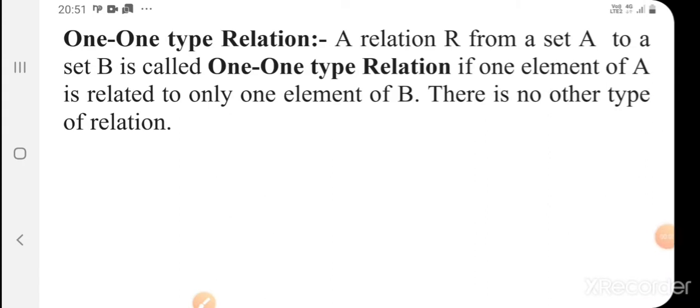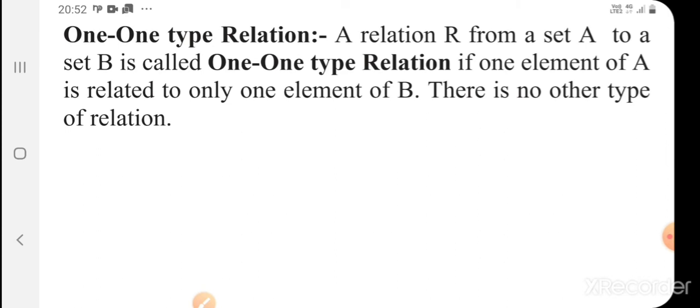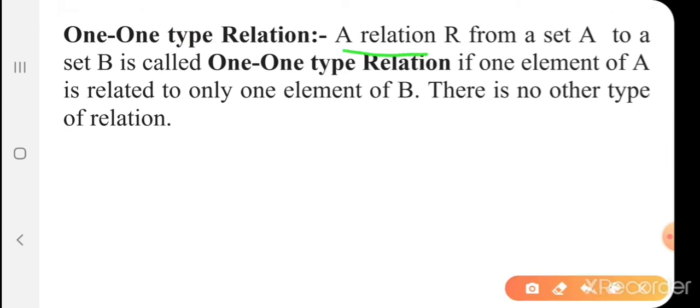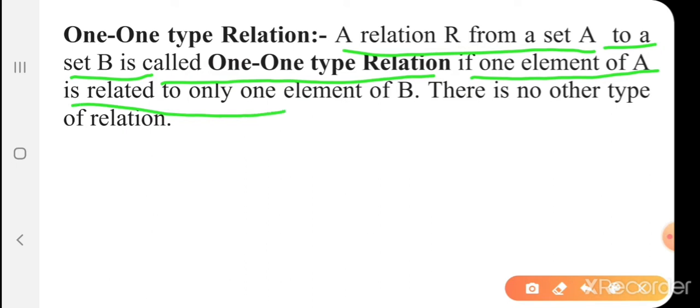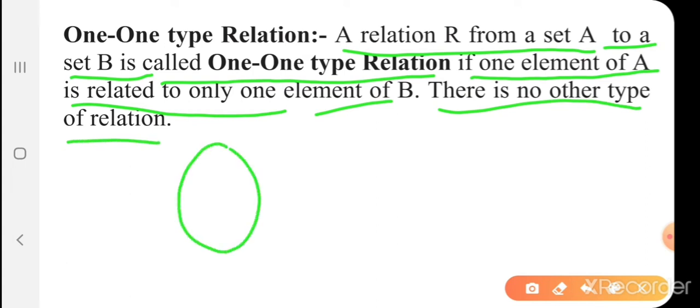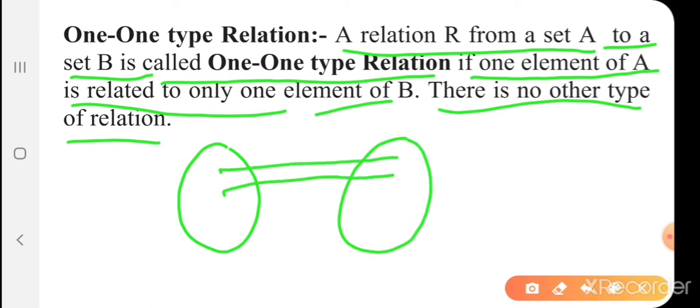Next we discuss the 1-1 type of relation. A relation from set A to set B is called a 1-1 type relation if one element of A is related to only one element of B, and there is no other type of relation. So this is set A, this is another set, set B. This element is related with this element, this with this, this with this. So this is called the 1-1 type relation.